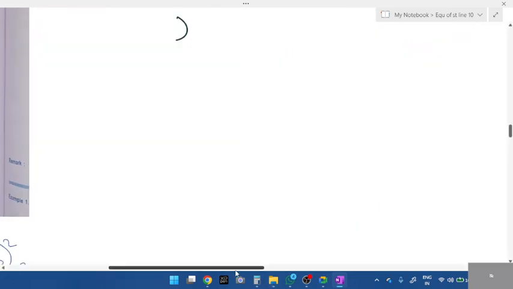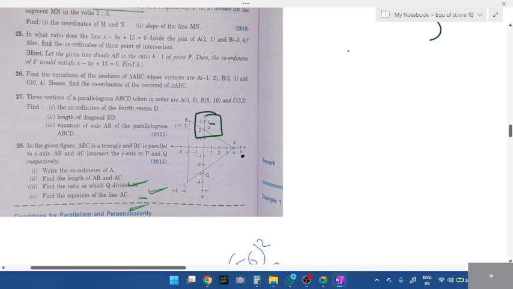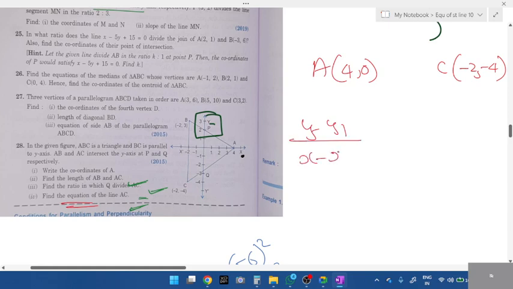Okay, last question I'll explain. Do it for homework. We'll continue tomorrow. Find the equation of the line AC. Tell me the A value. What is point A, students? 4 comma 0. What is C? If you want to find the equation and 2 points are given, what is the formula for 2 points? Y minus y1 divided by x minus x1 is equals to the slope. Take this as x1 y1, x2 y2. Complete and check the answer.